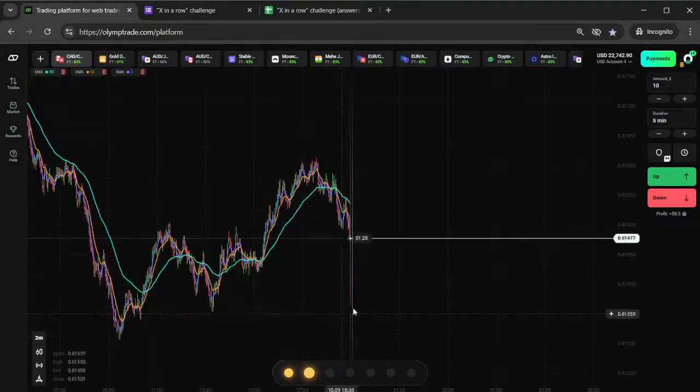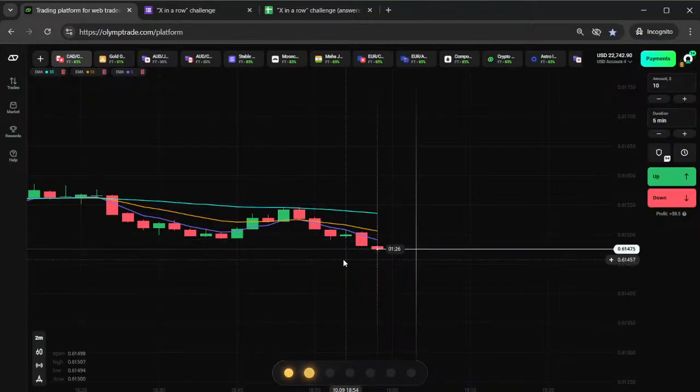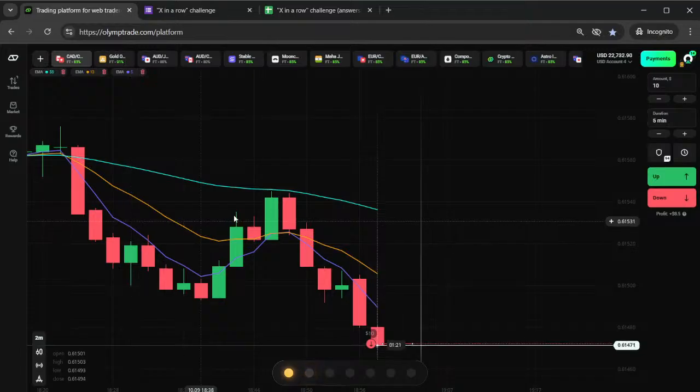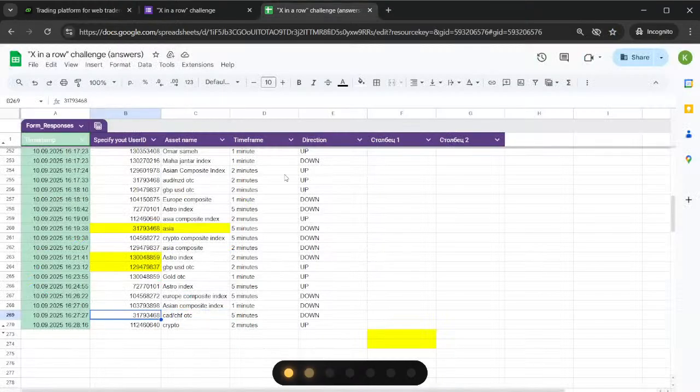This trade, I am not sure about that. The market has breached the level. Let's do it. Let's take a trade for $5 in a downward direction on CAD CHF.